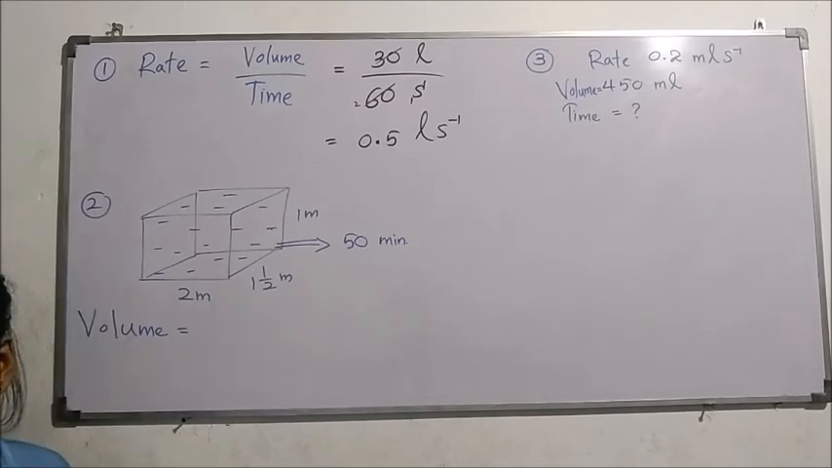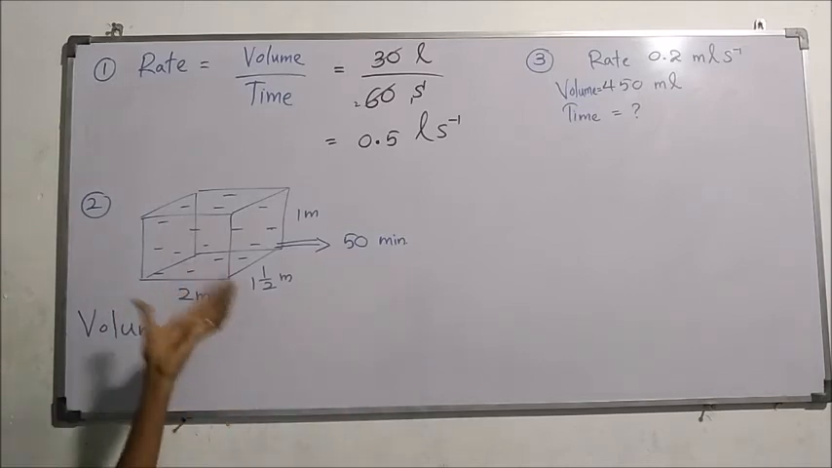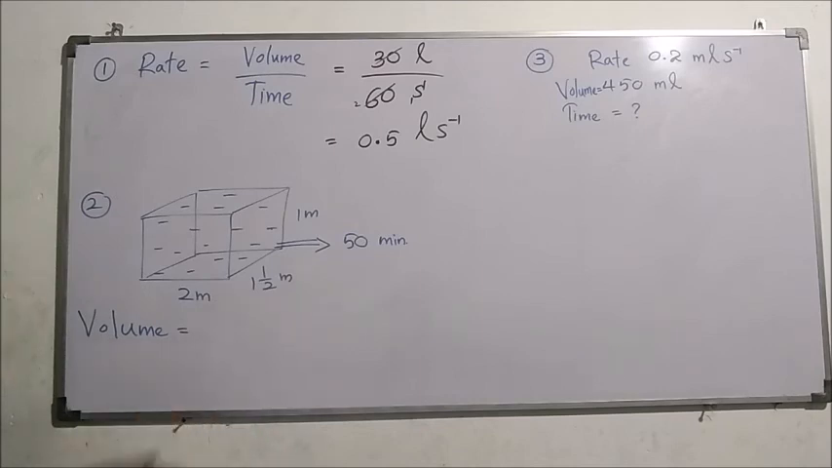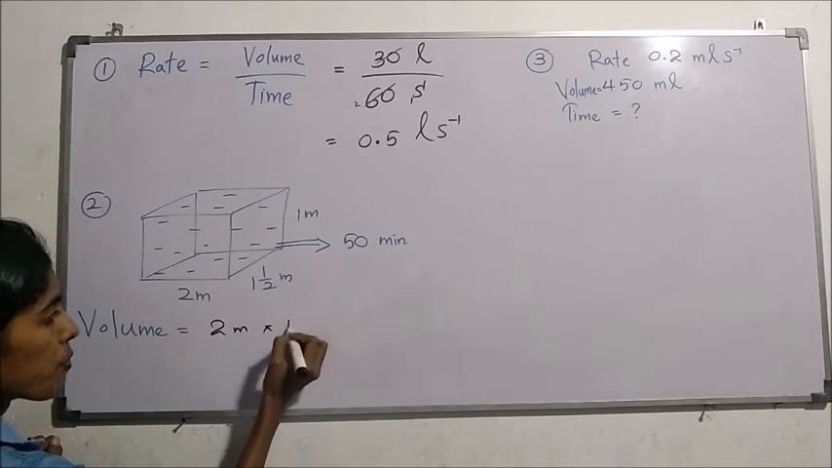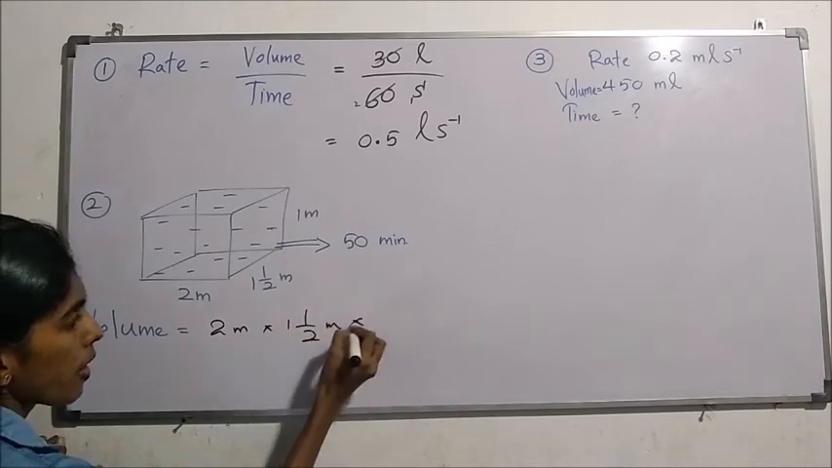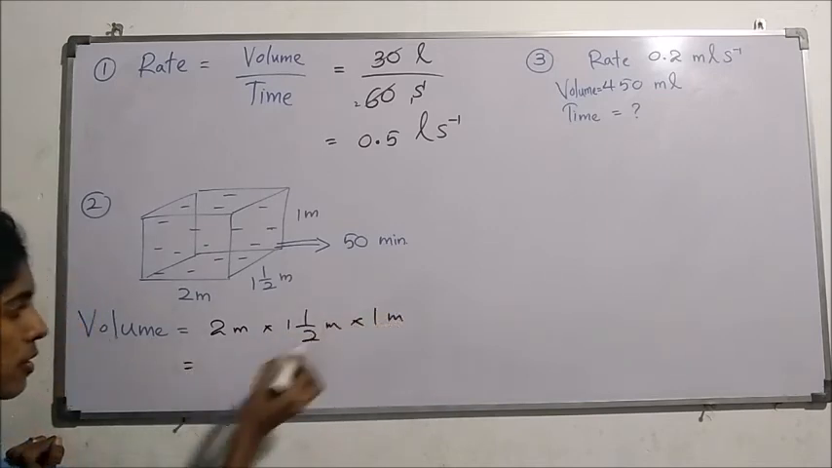Then here we need to find what? Here we need to find the speed that water flew out from the tank, right? Before finding the speed, we should know the volume and the time. Here the time is given to us, no? What is the volume of this tank? To find that, we need to multiply the length, breadth and the height, right?